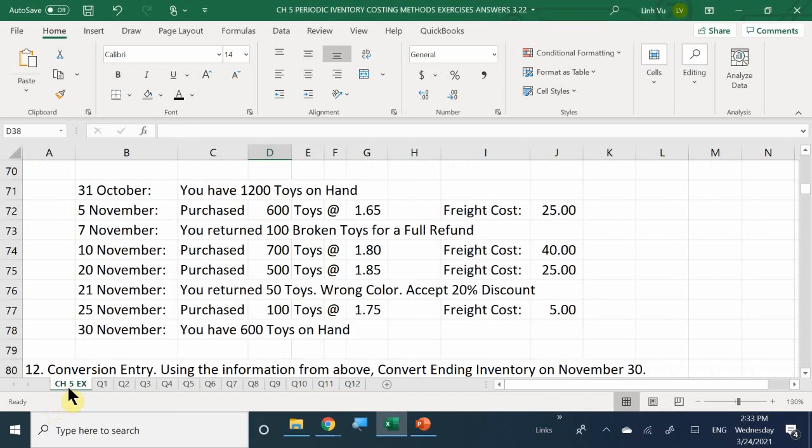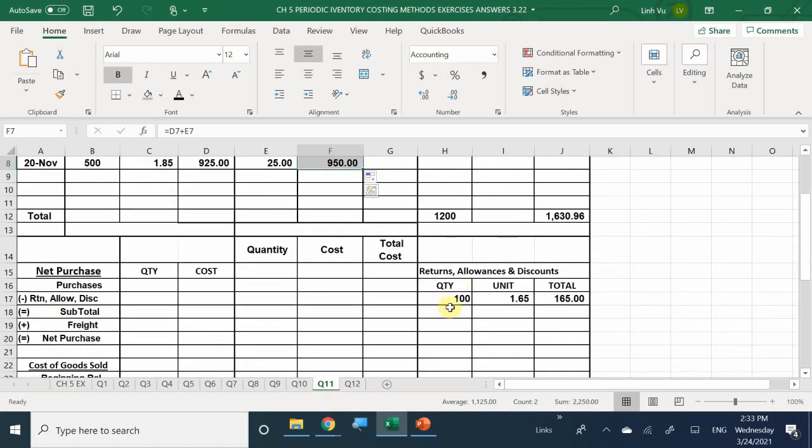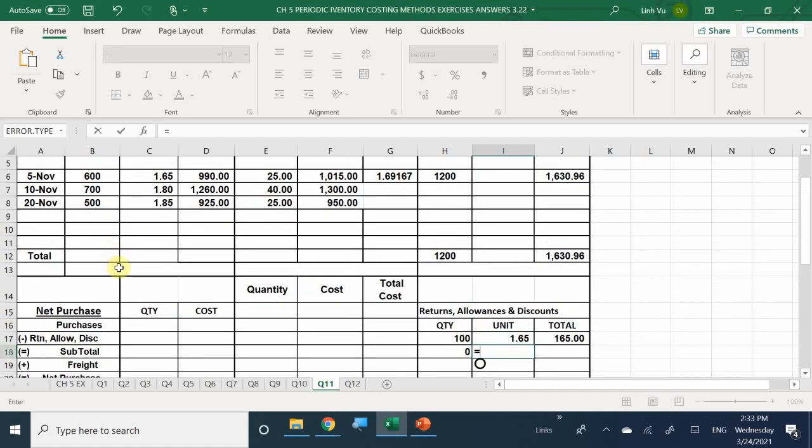So then let's go see what happened next on November 21st. Return 50 toys for the wrong color and accepted 20% discount. Okay, so 50 toys, 20%. So question 11, we're going to go down to the bottom. We did not return anything, but we know what's the unit price that we're going to be refunding these items at? 185.